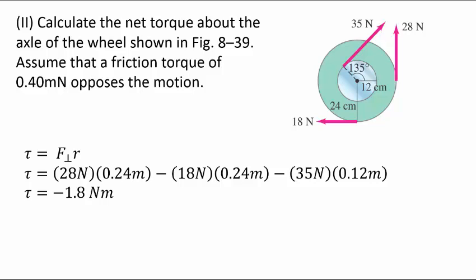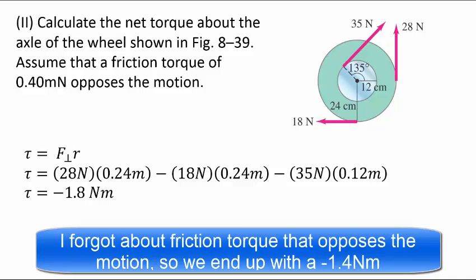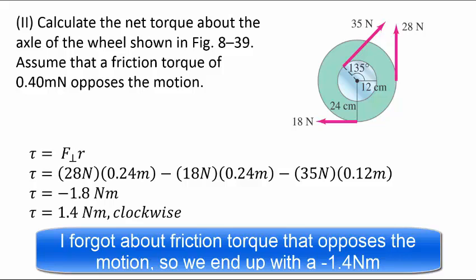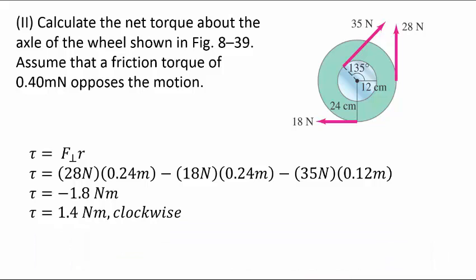In this case, the 28 Newton force being counterclockwise is a positive torque, and the other two being in the clockwise direction are negative torques. And torque is just the force perpendicular, multiplied by the lever arm, the radius. So we get a total torque in this case of negative 1.8 Newton meters. And we can translate that, of course, into 1.4 Newton meters clockwise. One more problem.